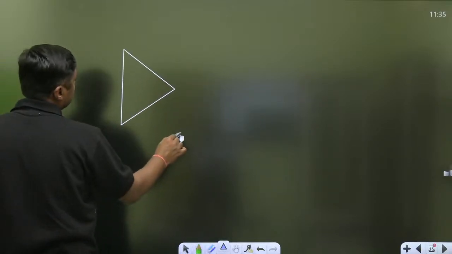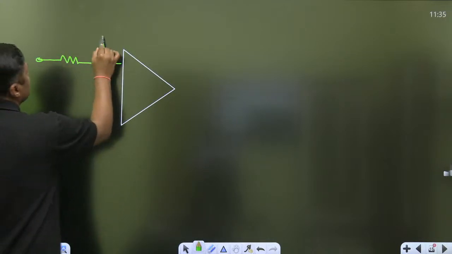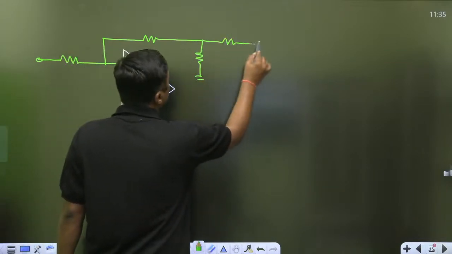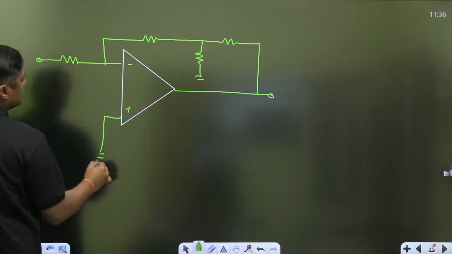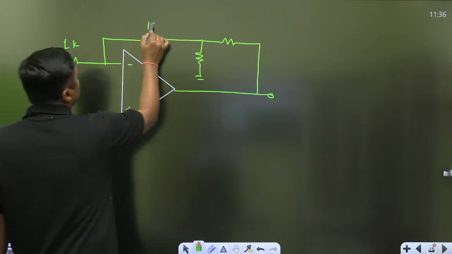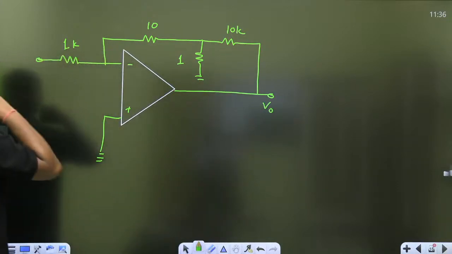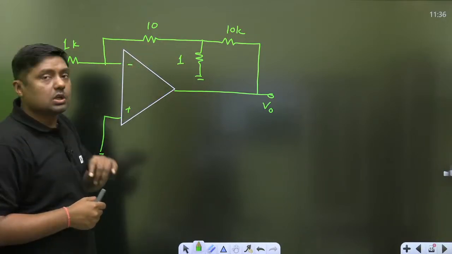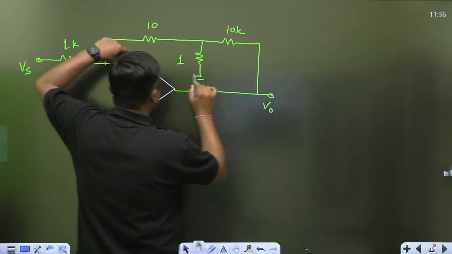Now, watch this question. We have a similar type of question here. That is the value. This is the V0. Similarly, this is the question. Similarly, this one is the question. Right now, watch this question. This is ground, that is ground.